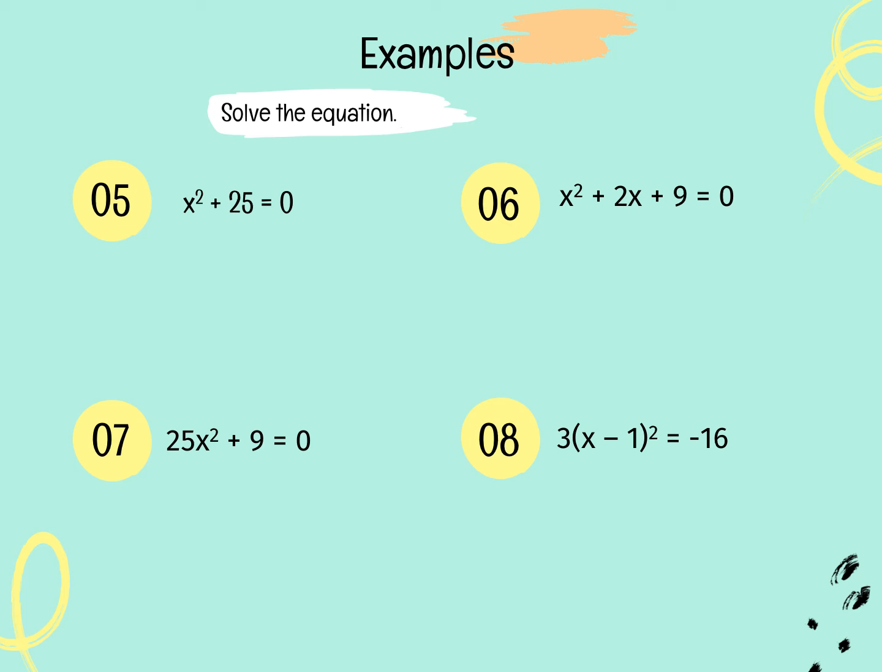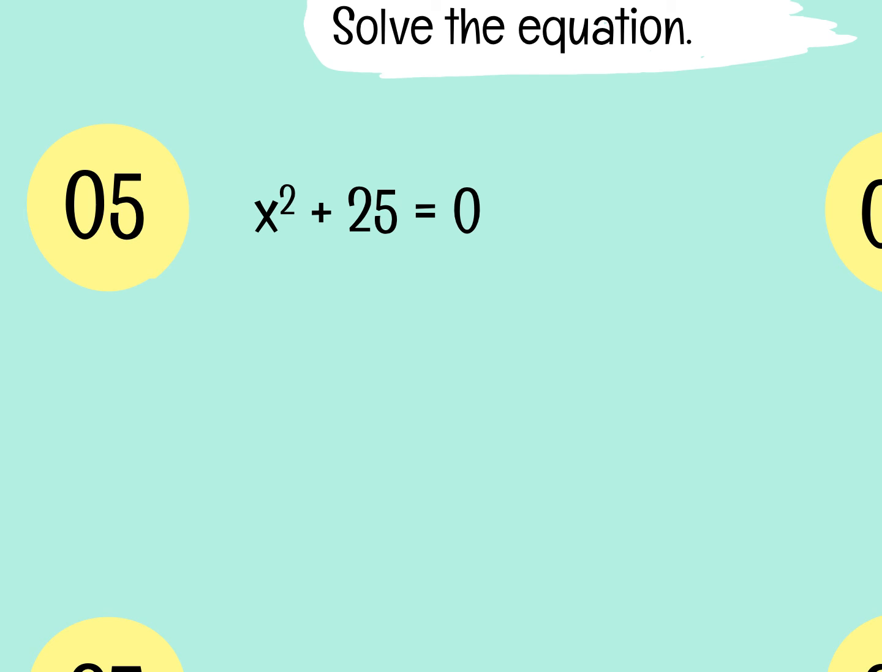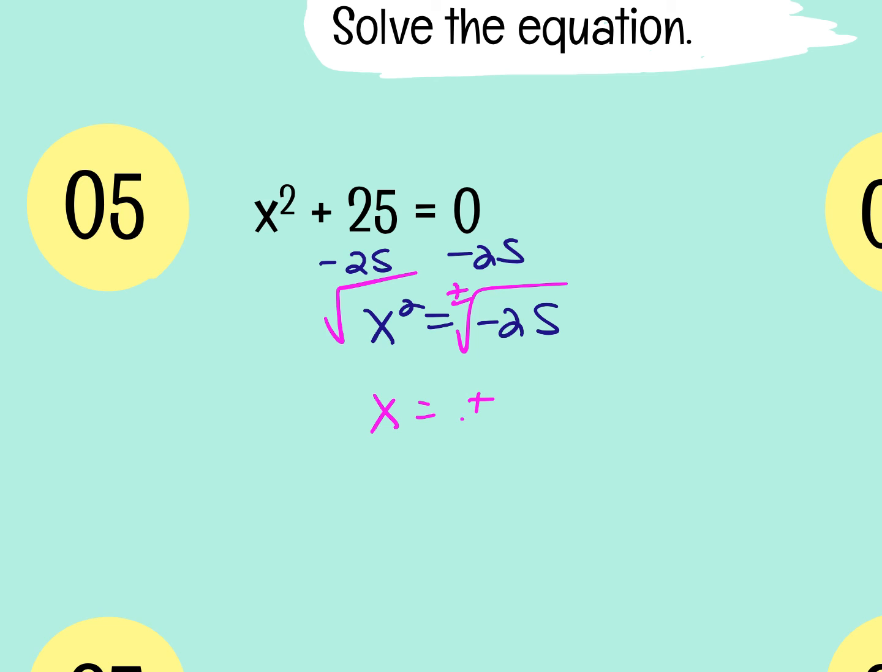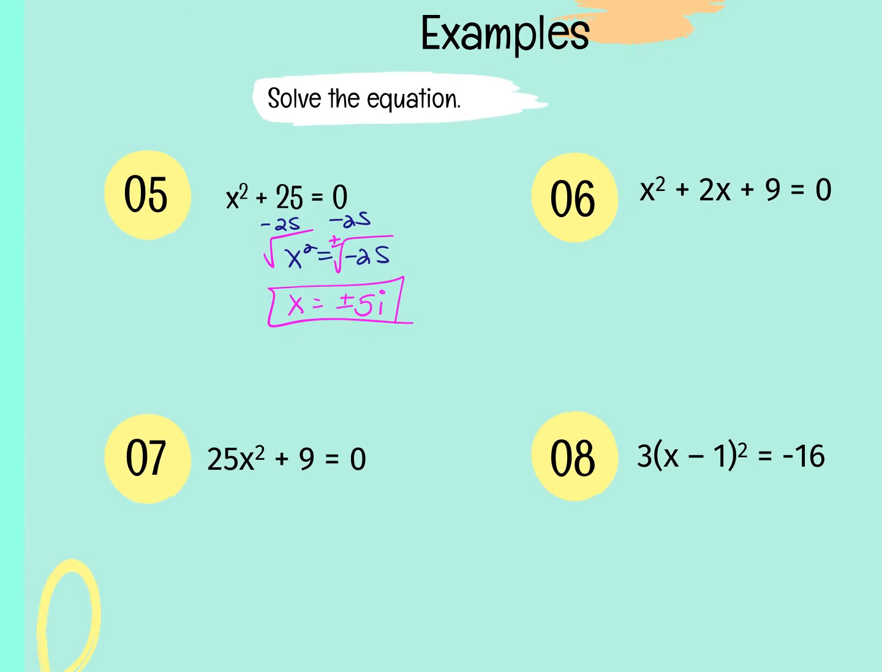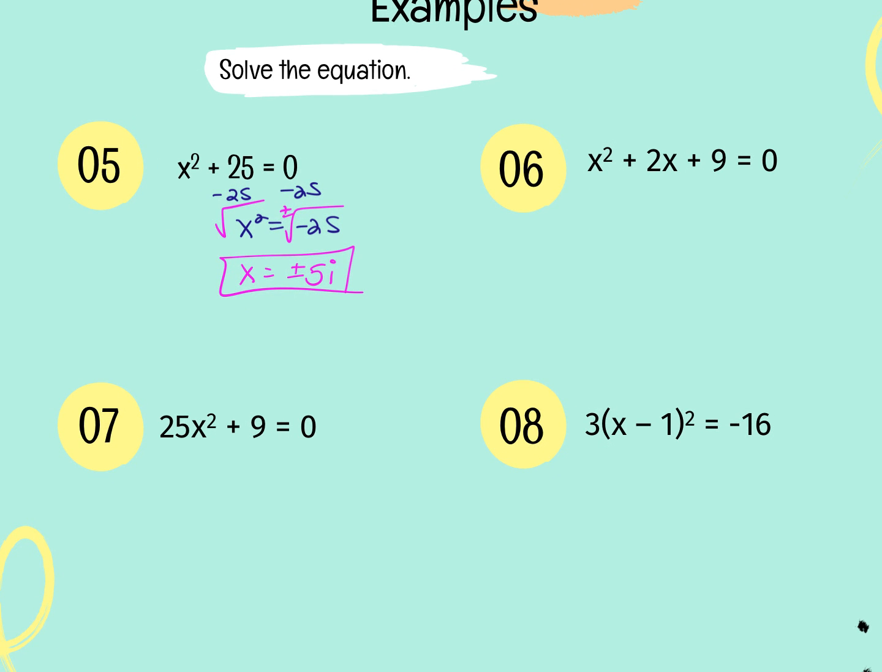All right, again, same set of instructions, solve, which means you get to choose. So how would you do 5? Okay, I would subtract the 25 and then square root. You could have also done the quadratic formula. Your b would have been 0, okay? And I'd get x equals plus and minus 5i. All right, you do the rest of these, and you get to choose.